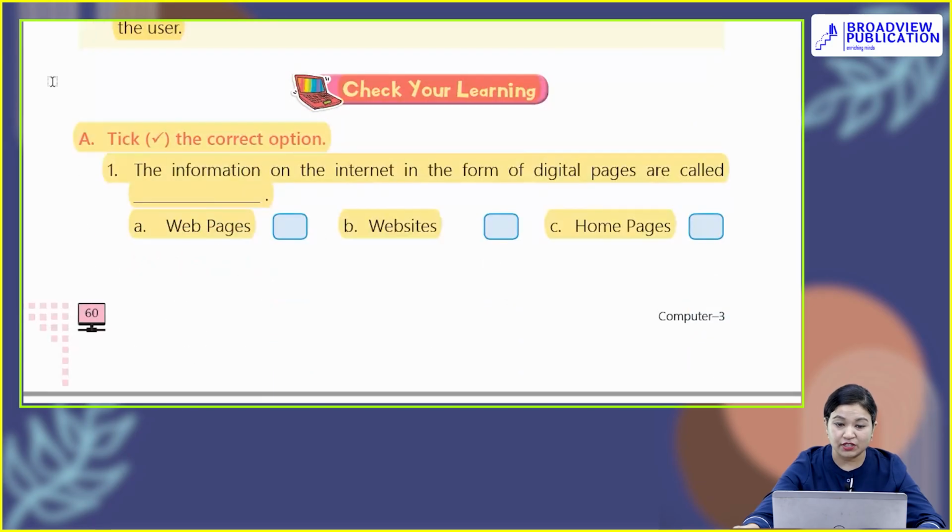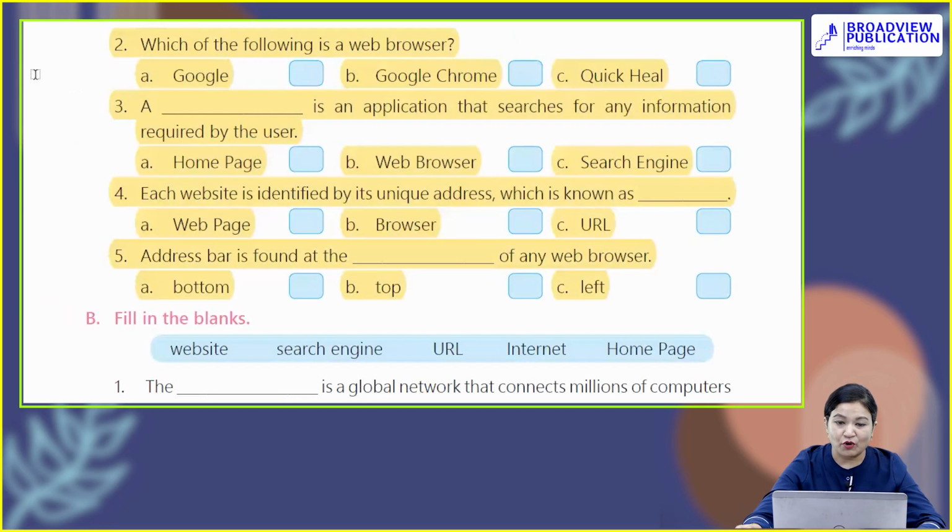Tick the correct option. The information on the internet in the form of digital pages are called web pages. Which of the following is a web browser? So it is Google Chrome. A dash is an application that searches for any information required by the user. So it is your search engine. Each website is identified by its unique address, which is known as URL. Address bar is found at the dash of any web browser. So it is situated on the top of any browser.